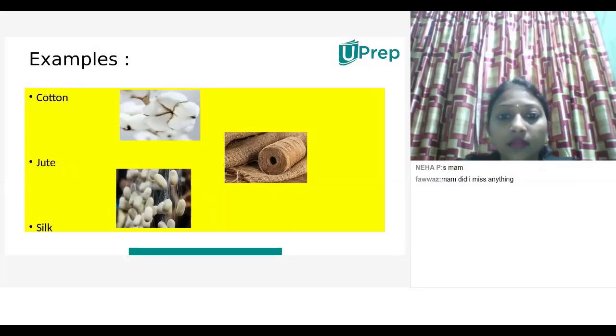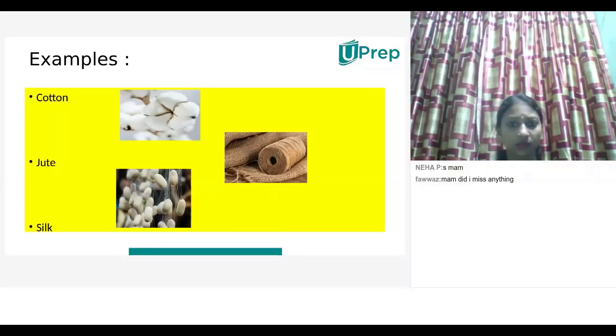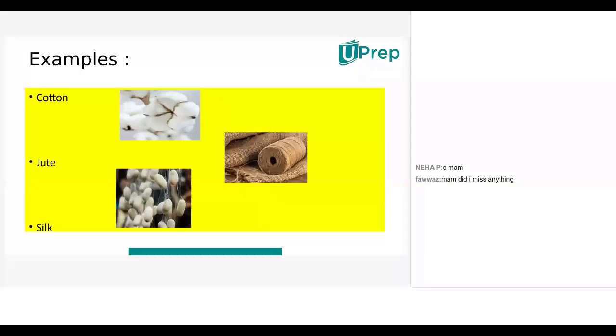Sometimes when I drive by in the village, I see some cotton plants. Cotton is a fiber that comes from plants, right?